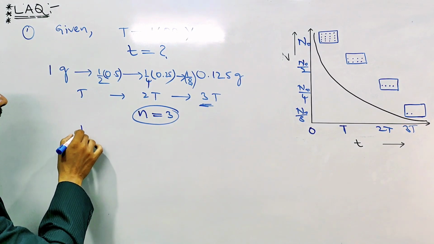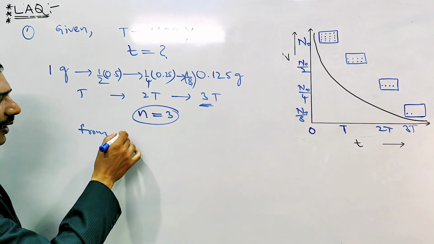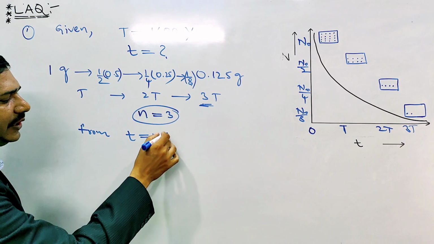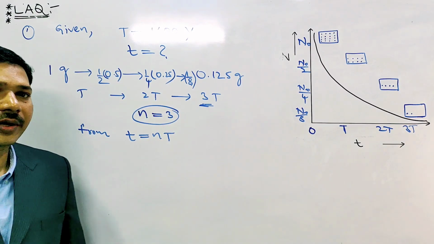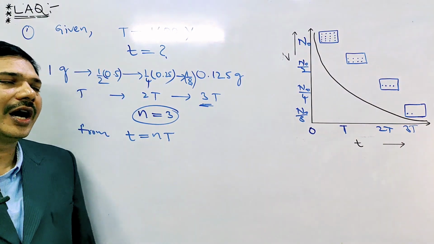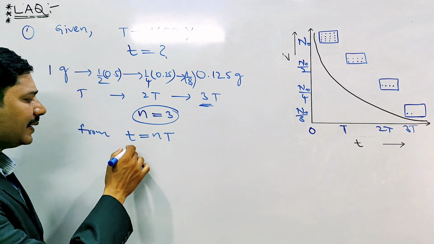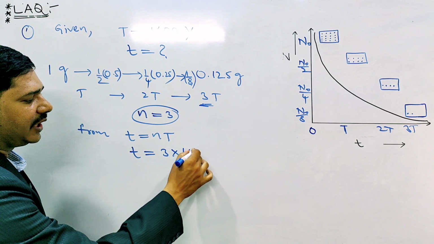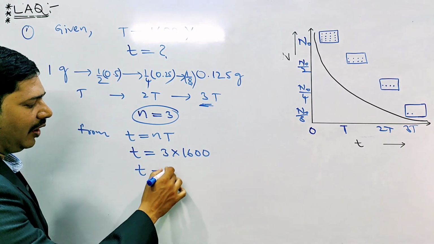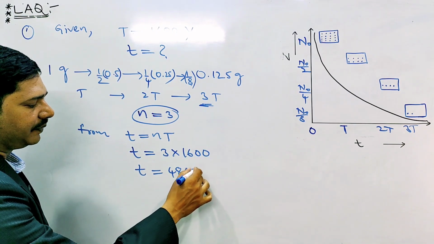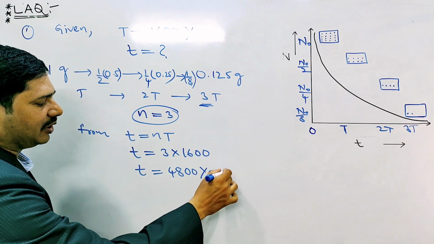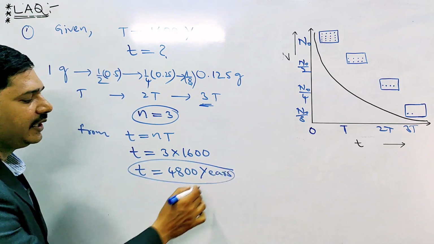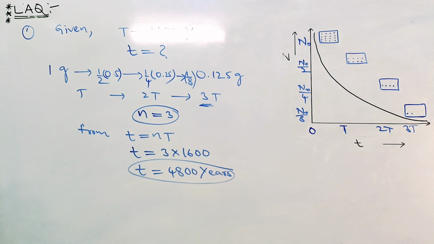So from formula, what is the formula? Small t equal to n into capital T. Total time equal to number of half-lives into each half-life. Substitute the values: t equal to n is how much? 3 into 1600 years, that equals 4800 years. Total time is how much? 4800 years. So next one you can take.